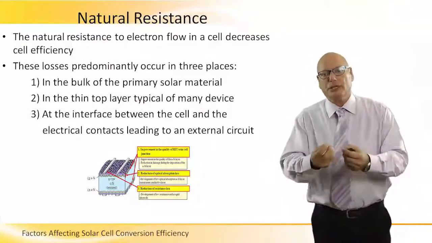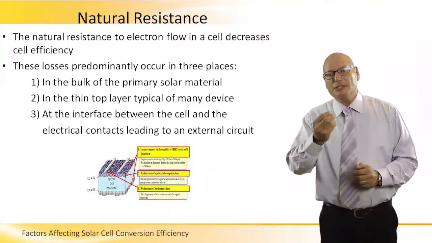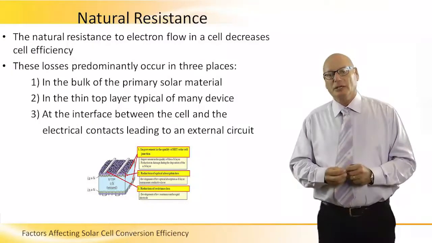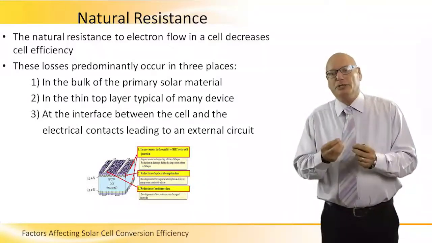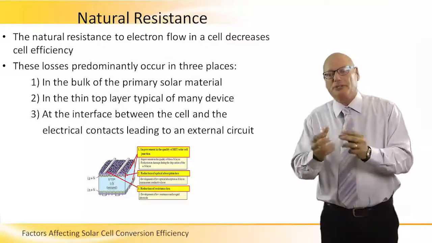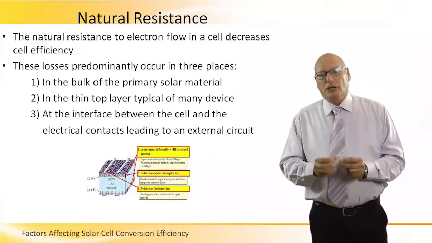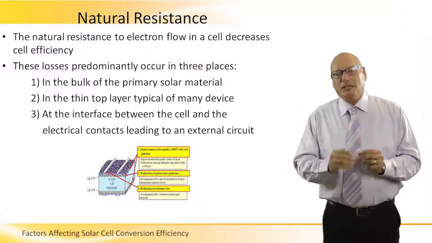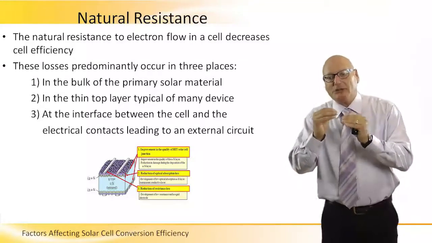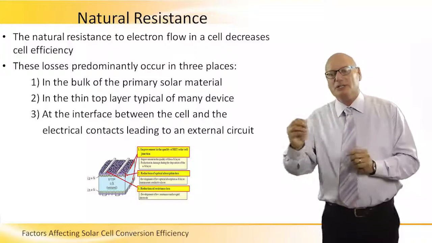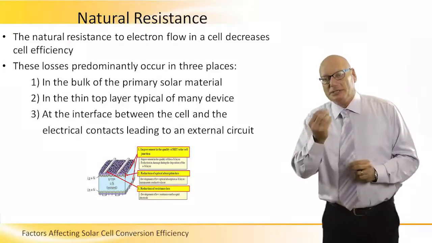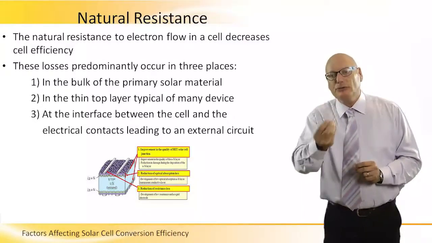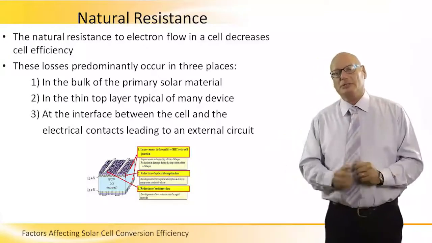Natural resistance of the material itself. The natural resistance to electron flow in a cell decreases the cell efficiency. These losses predominantly occur in three phases: in the bulk of the primary solar material, in the thin top layer typical of many devices, as the interface between the cell and the electrical contacts leading to an external circuit. These are natural resistors parameters that associate with the material itself. A conductor has a resistance.